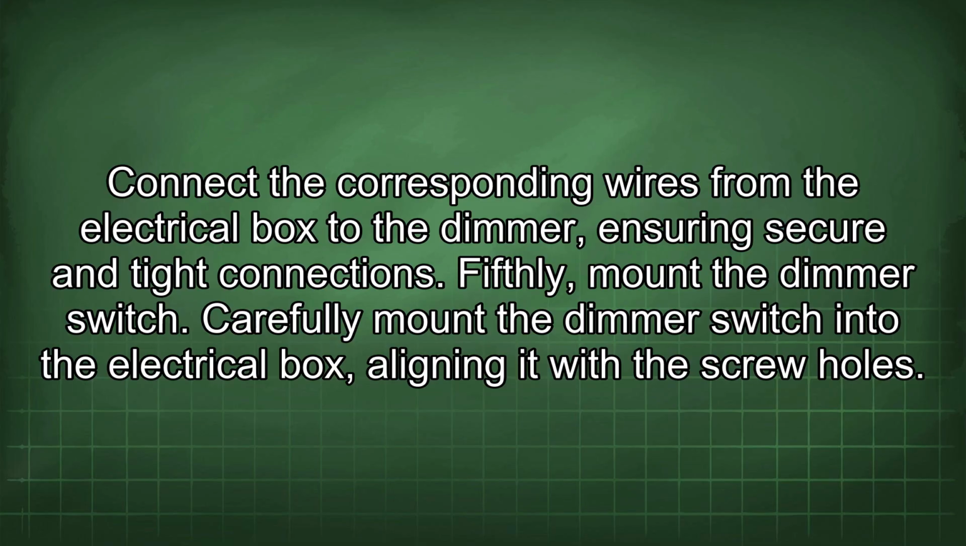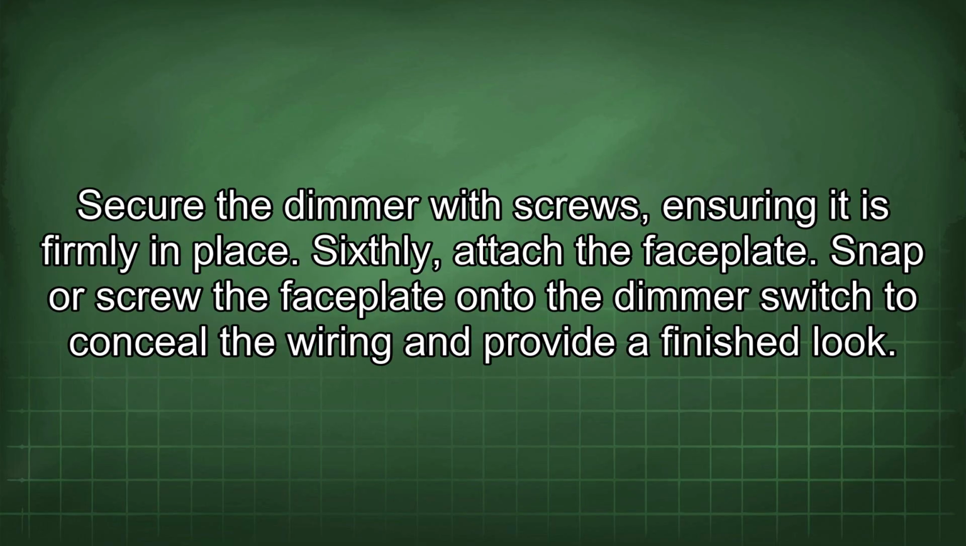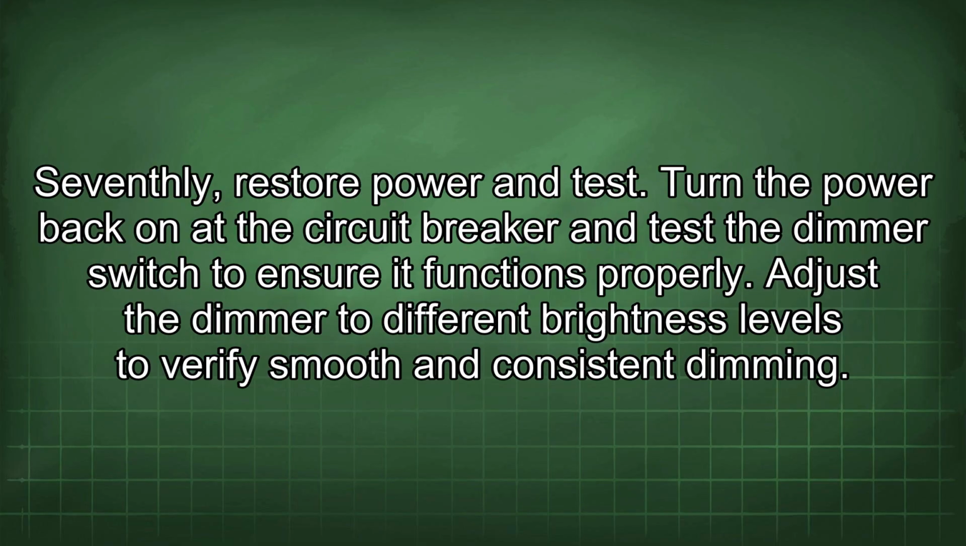Fifthly, mount the dimmer switch. Carefully mount the dimmer switch into the electrical box, aligning it with the screw holes. Secure the dimmer with screws, ensuring it is firmly in place. Sixthly, attach the faceplate. Snap or screw the faceplate onto the dimmer switch to conceal the wiring and provide a finished look. Seventhly, restore power and test.